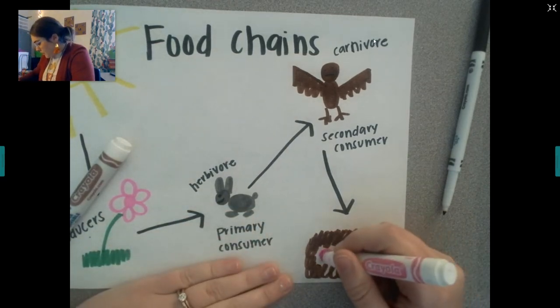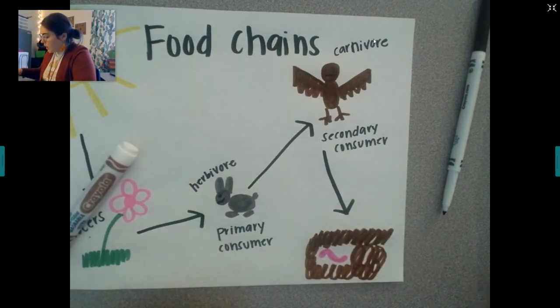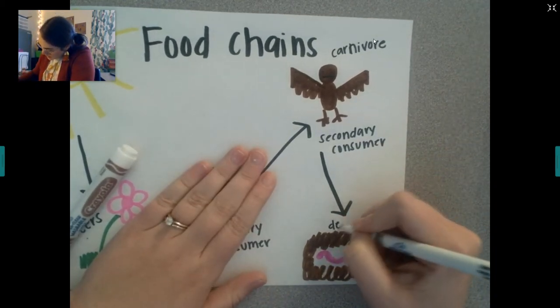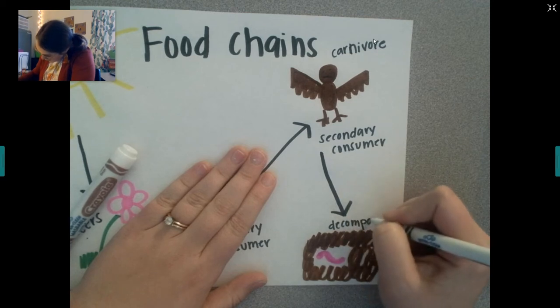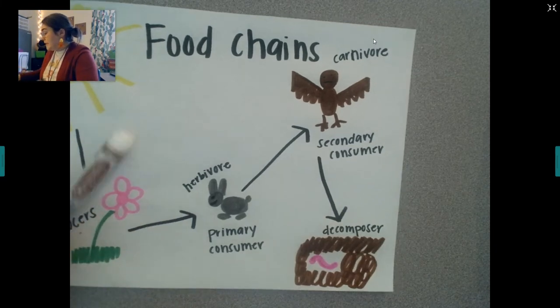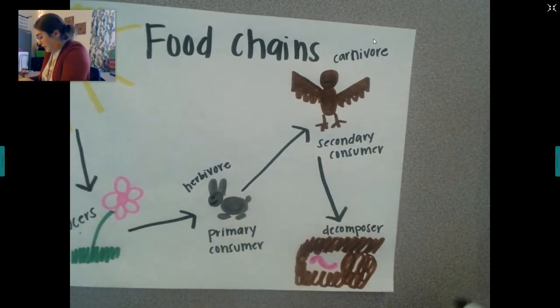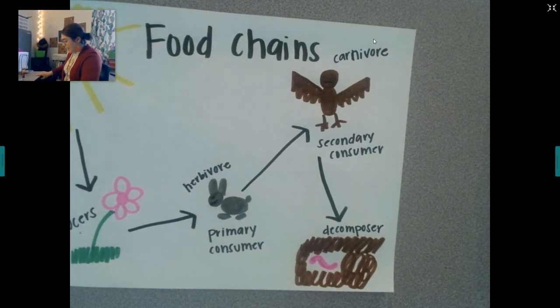It is going to get decomposed by this worm. And a worm is called a decomposer, because it breaks down dead materials, whether those materials are animals or plants. It breaks down those dead materials. So let's go back over this food chain.